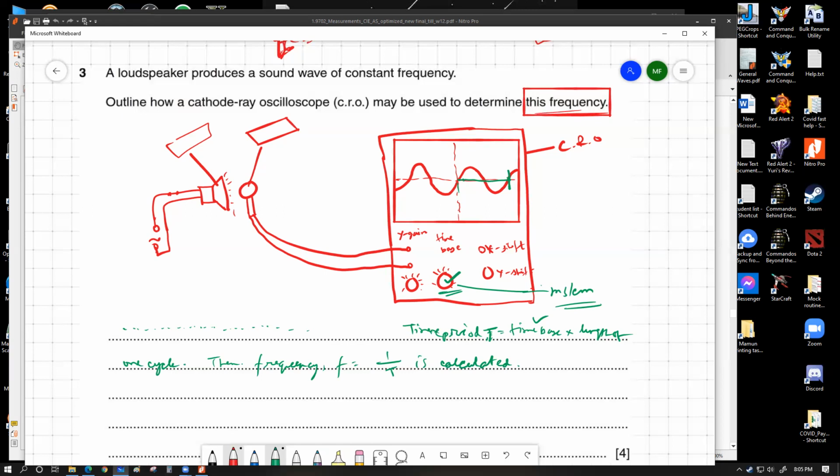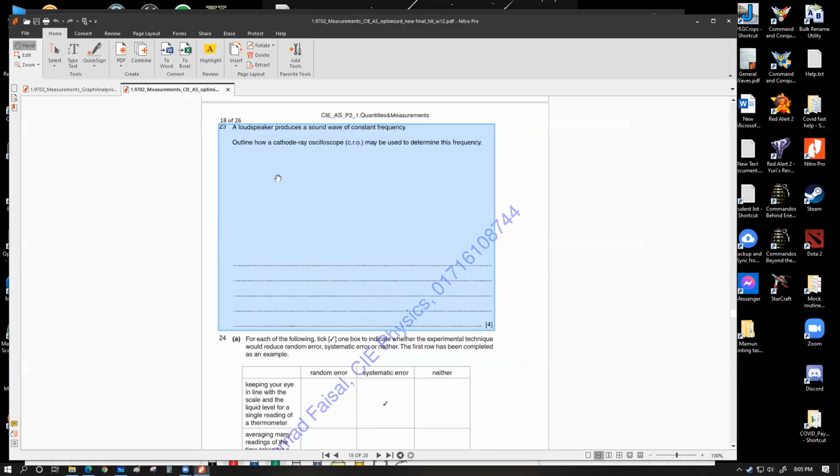But just because this is a descriptive question, I'm going to look at the mark scheme and have a look at what they have for us. This is question number 23.